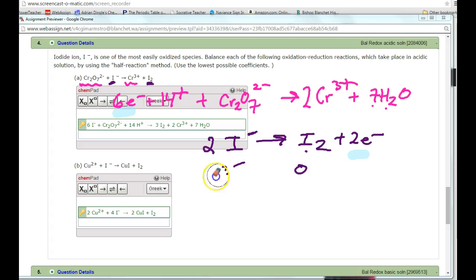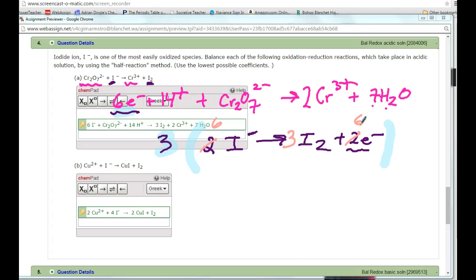Now, our e's need to be equal because we have to get rid of them in our final answer. So here I see I have 2 e's, and here I see I have 6 e's. What I am going to do is multiply this whole thing by 3. Did you see that subtle 3? There's a 3. And let's go through and do this. So 3 times 2 is 6. 3 times 1 is 3, and 3 times 2 is 6.